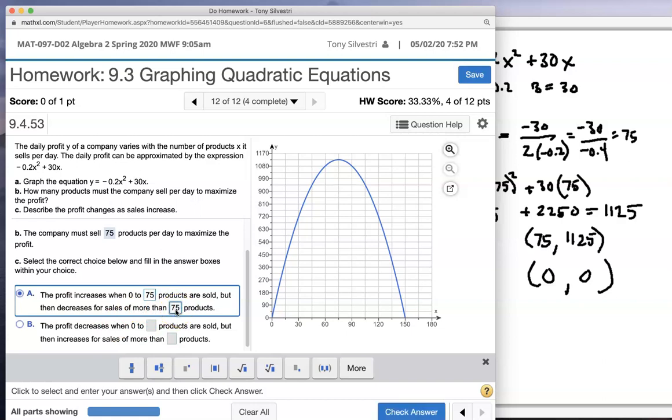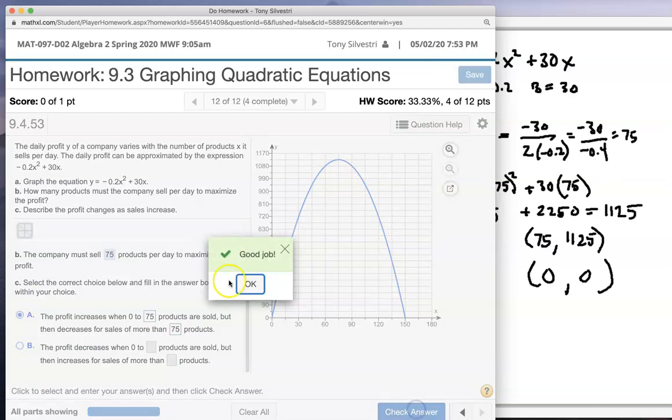And you know what? Actually, it makes sense, really. To sell more and more products, you have to hire more and more people. And when you start hiring more and more people, you're just not going to sell enough products to pay for their salaries and their health care and everything else. So there's a sweet spot in the middle for the number of people that you hire in your company. And apparently that sweet spot occurs when you sell 75 products. There you go.